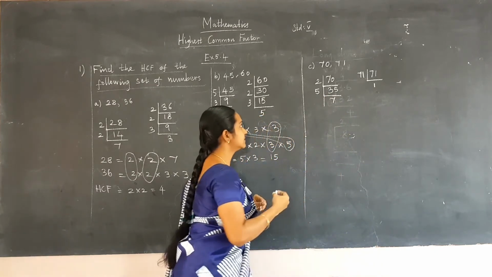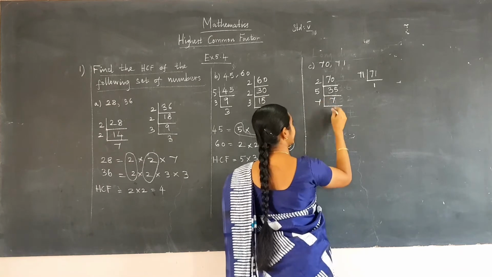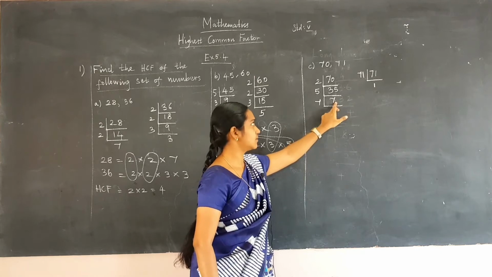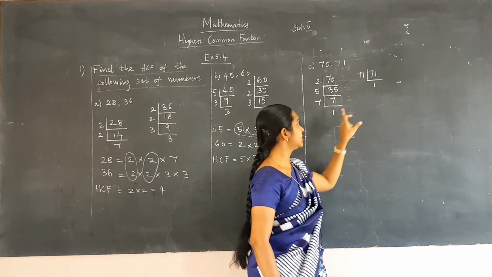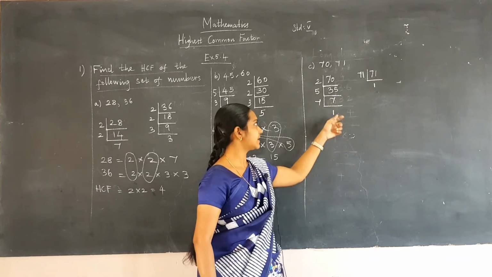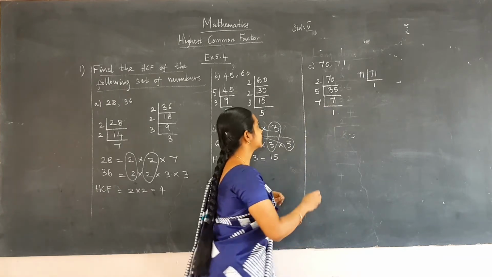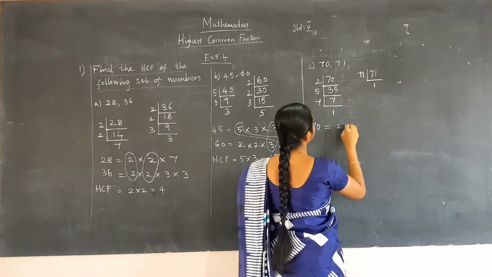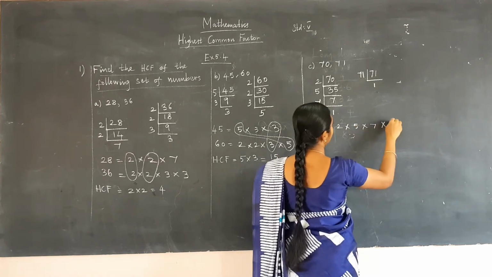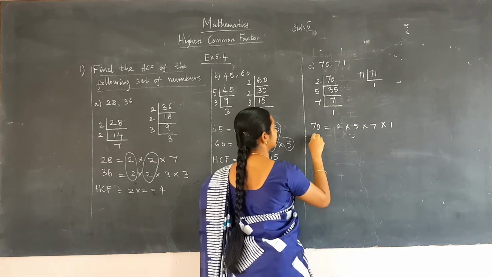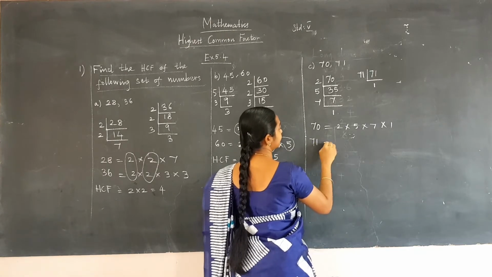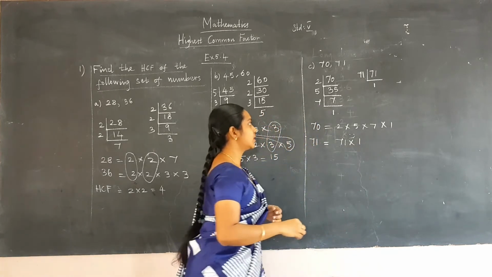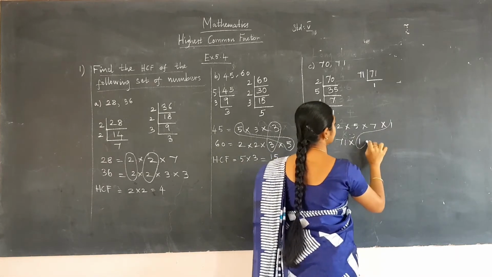Factorize this again. We can stop with 7 also, but for having the highest common factor, I have again factorized it with number 7. Write the factors of 70: 2, 5, 7 and 1. For 71, 71 into 1. Only 1 is common here.